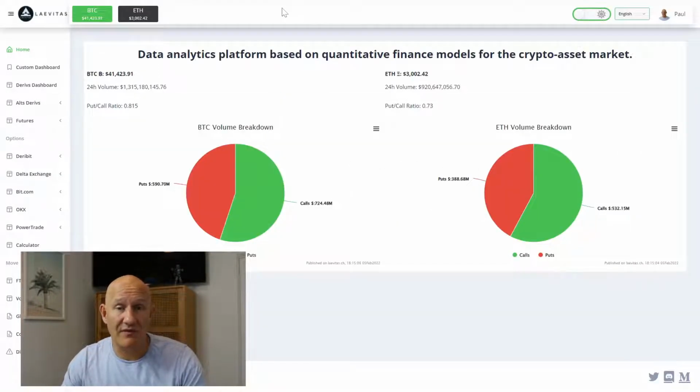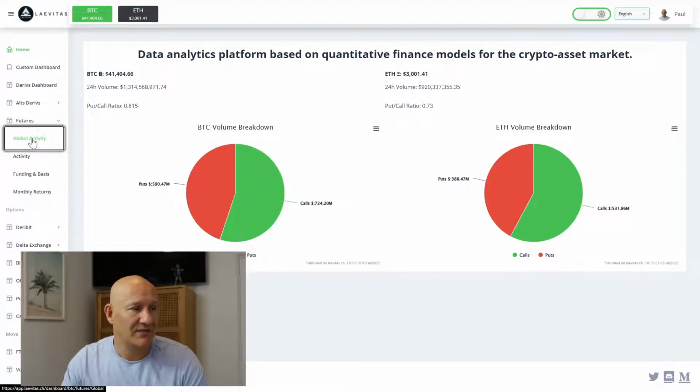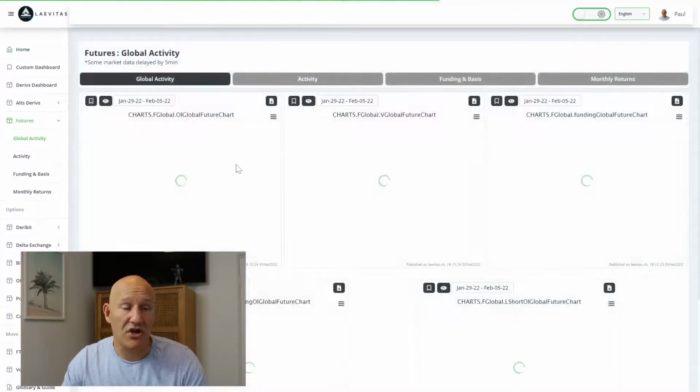Now, one of the other platforms that I had in the description is Laevitas. I hope that's how you pronounce it. And again, this is a free account. You can create your account, sign up and create your own dashboard, or just use their information. I don't really bother with a dashboard. I just use their information. And as before, you just come into futures here and click on these links, and then you can go through and see a number of charts.